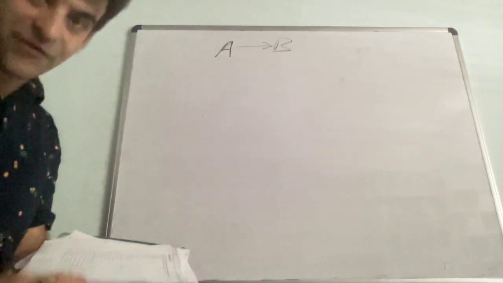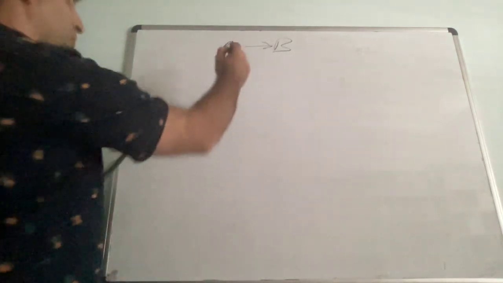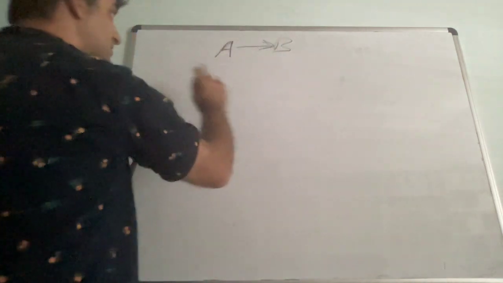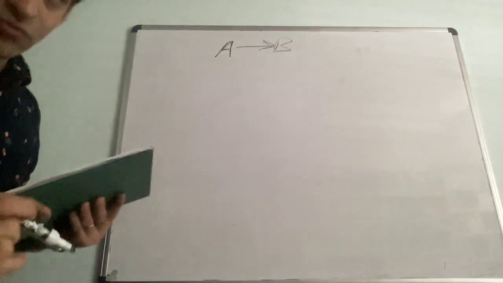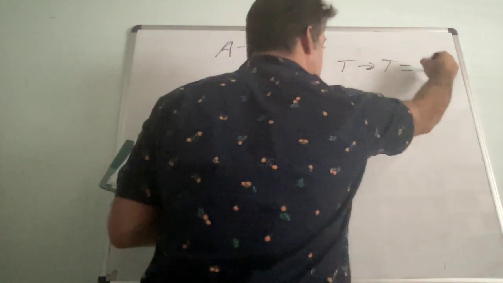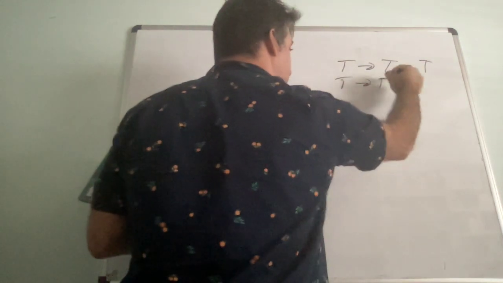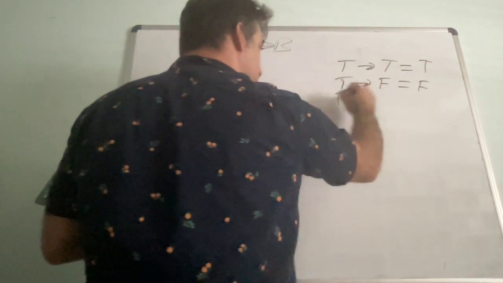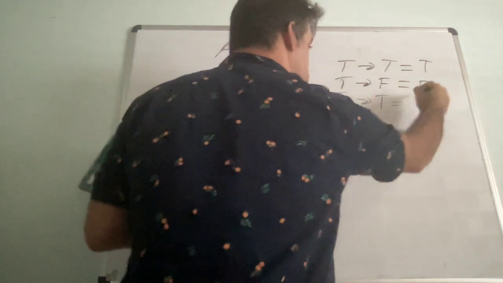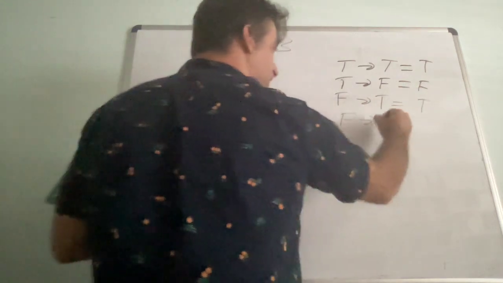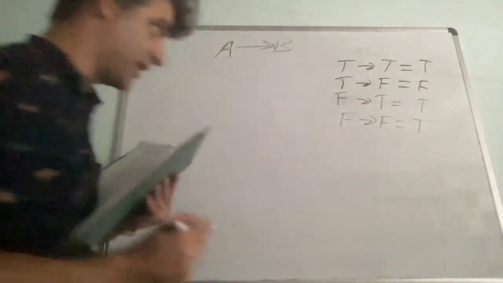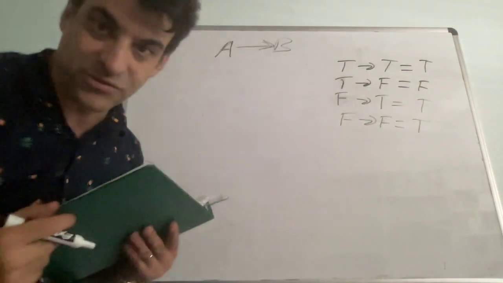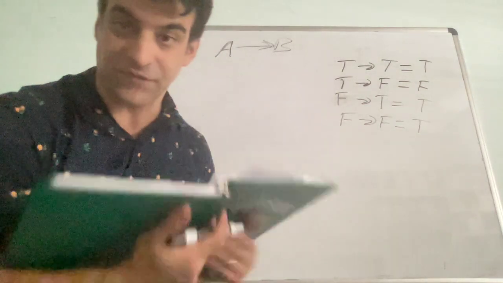The key for the first few, and then of course for the rest of them as well, is remembering the arrow rule. Okay? It's true arrow true equals true. True arrow false equals false. False arrow true equals true, and false arrow false equals true. Okay? A little different than any of the others we've seen. Different connector, different rules.